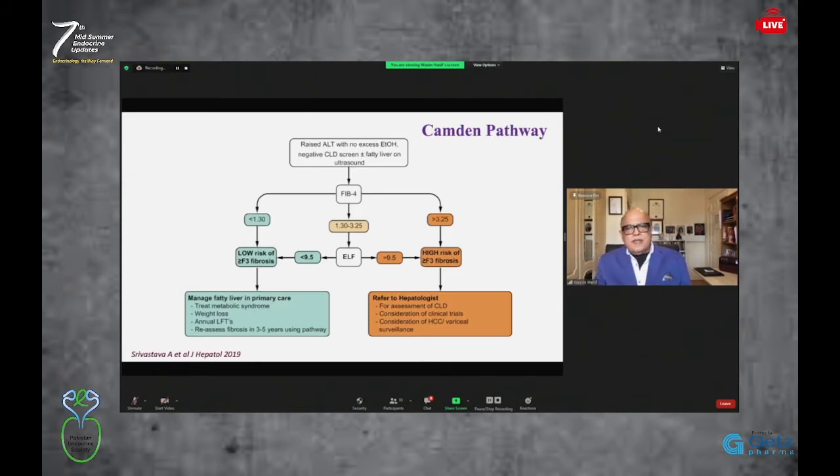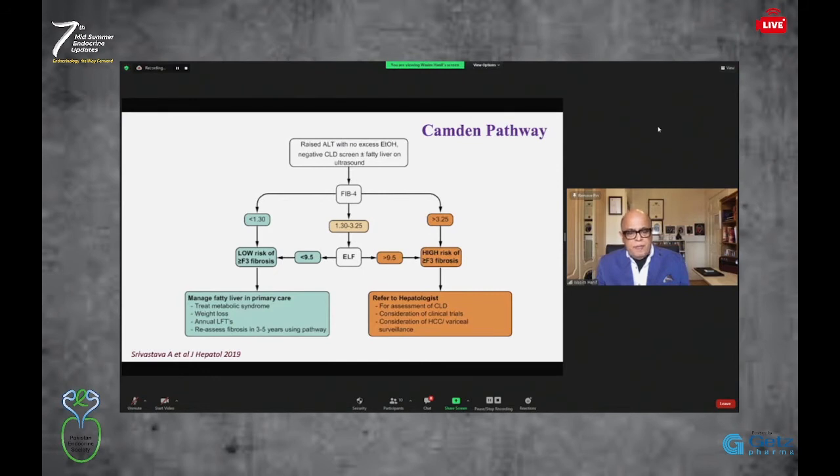Now, one of the scores that has been developed in the UK and is used widely is called the Camden Pathway. The Camden Pathway looks at patients who have got raised ALT with no excess ethanol consumption, negative chronic liver disease screen, plus a fatty liver on ultrasound. And then you do a FIB-4 score. Now this is available on various websites. And you basically get, if it's less than 1.3, there's a low risk of fibrosis or greater than F3. And mainly it is to manage fatty liver in a primary care setting, and this includes treating for metabolic syndrome, weight loss, annual LFTs, and reassessing fibrosis in 3 to 5 years using the pathway.